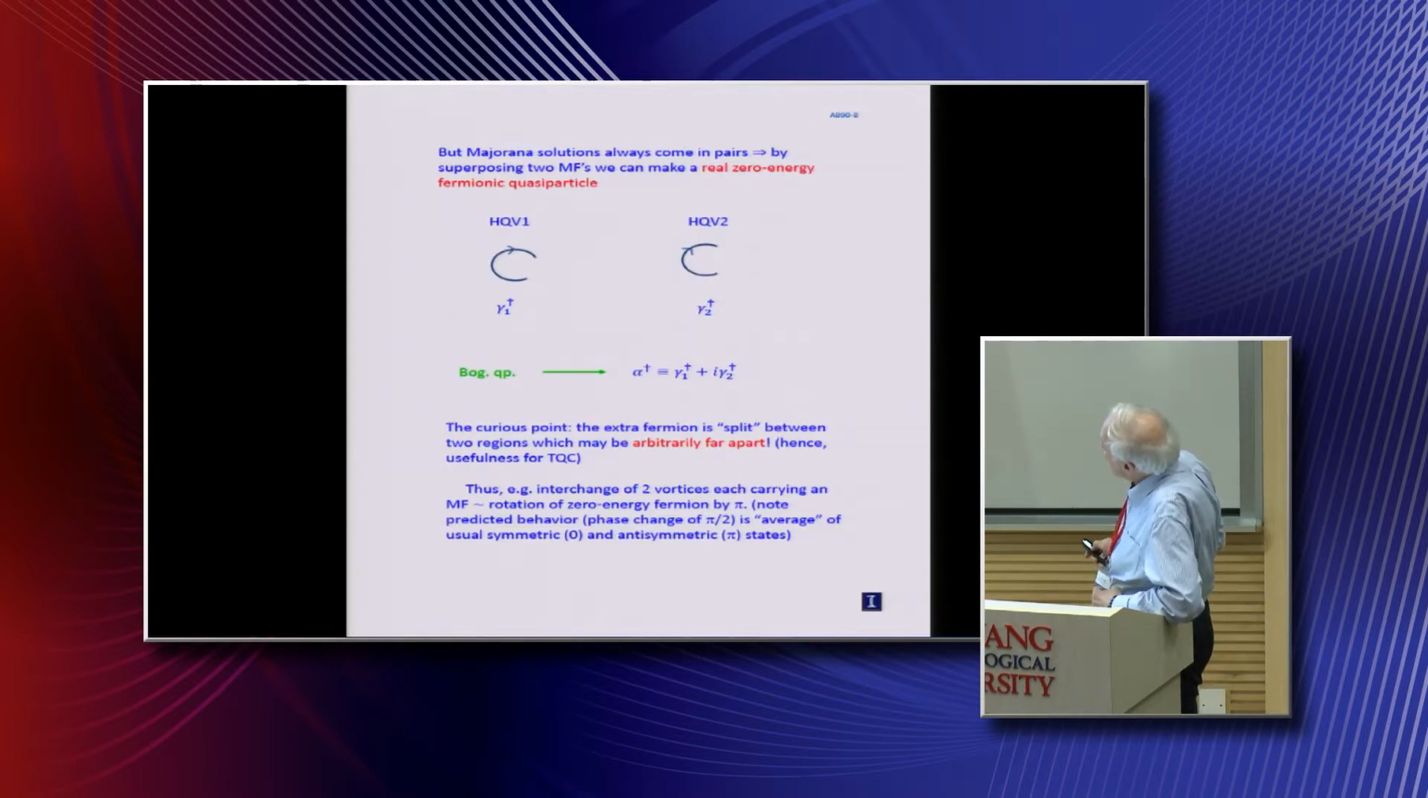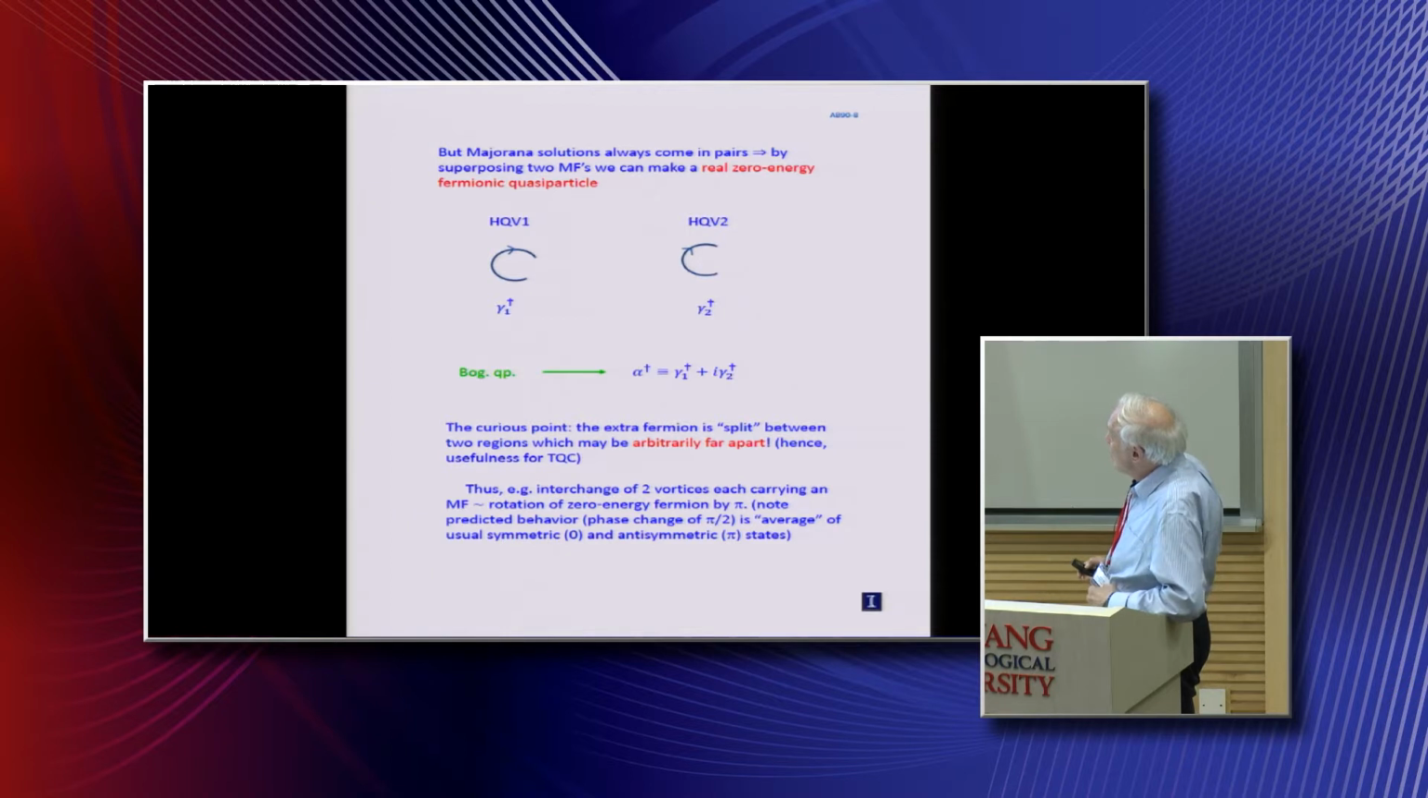Related to this is the point that Majorana solutions always come in pairs, and therefore by superposing two Majorana fermions, we can make a real zero-energy fermionic quasi-particle. So you have now a Majorana sitting, let us say, on a half-quantum vortex here, and a second Majorana sitting on a second half-quantum vortex over here. You put them together in this way, and lo and behold, out comes a single zero-energy Bogoliubov quasi-particle.